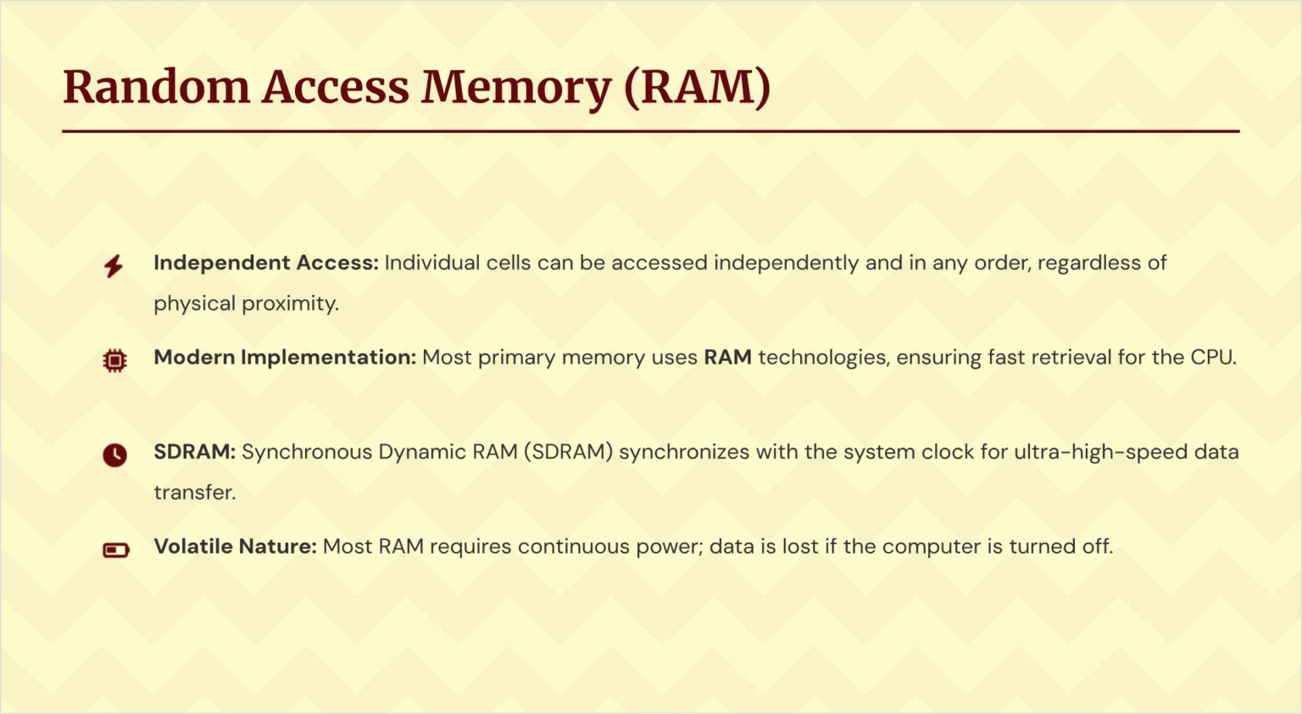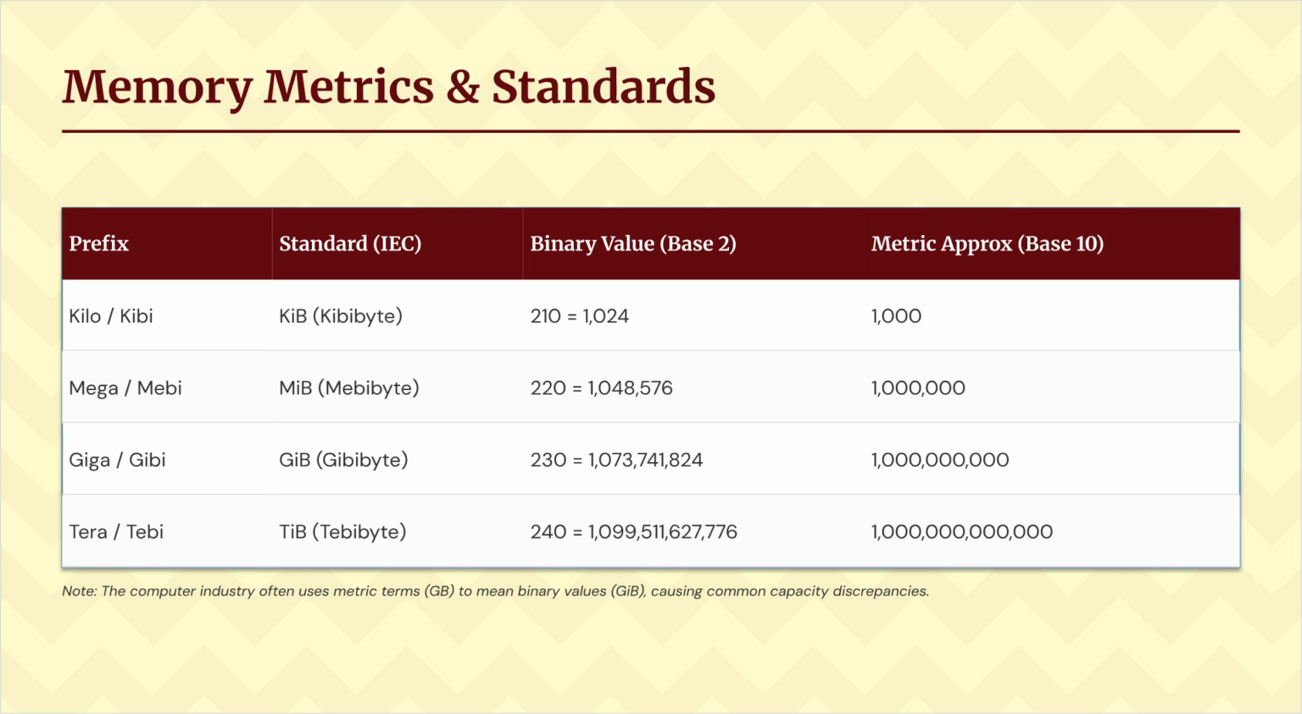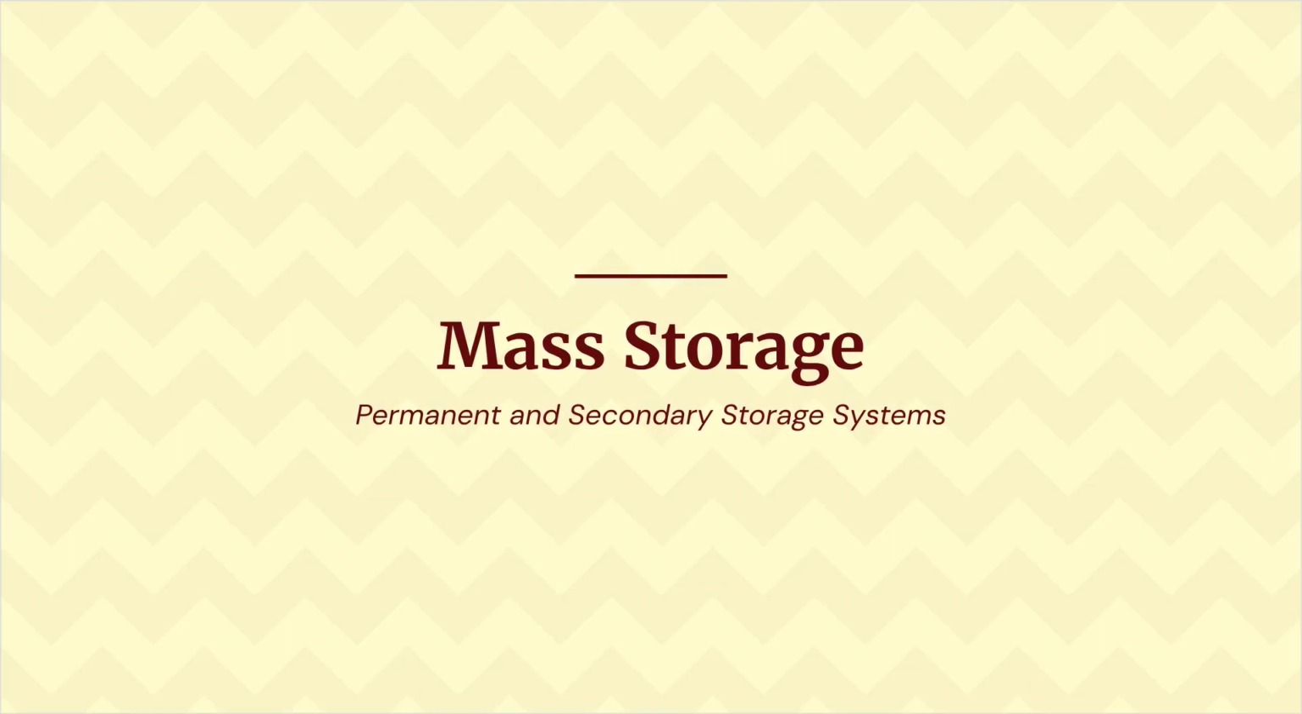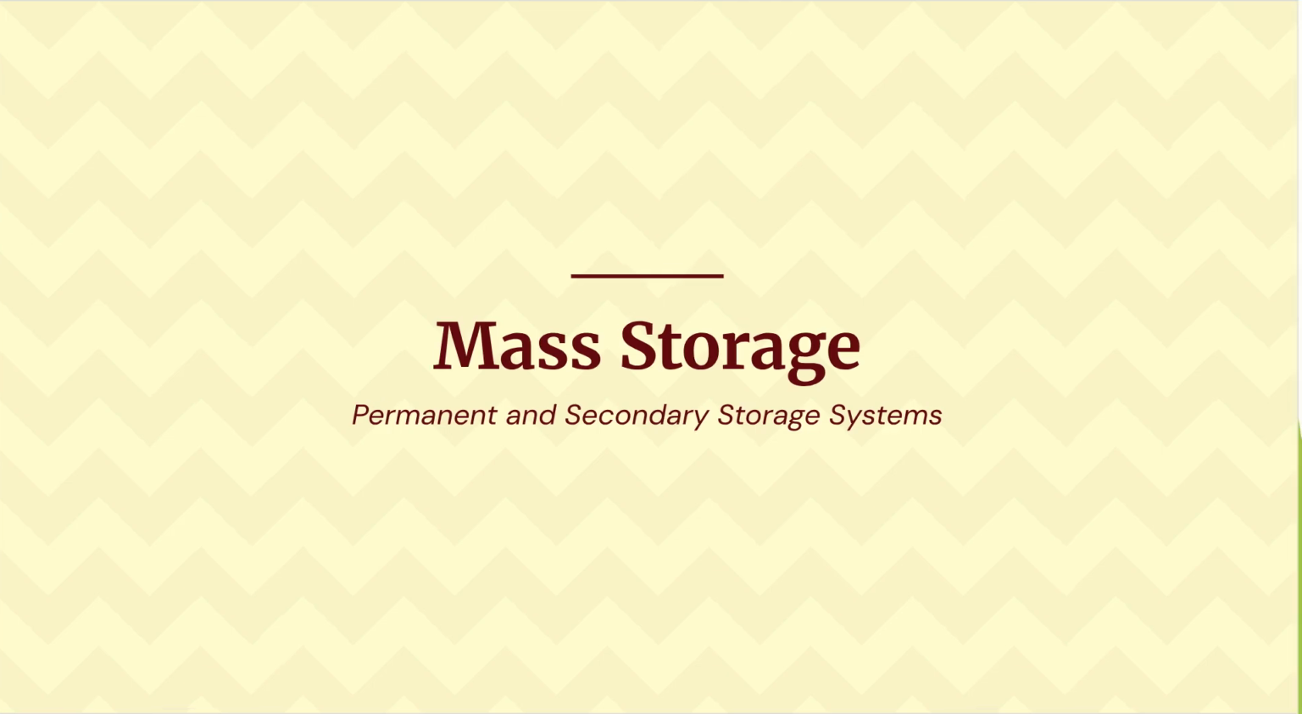Random access memory, or RAM, allows independent access to cells. Modern systems use SDRAM for high-speed synchronization, though it remains volatile, meaning it requires power to retain data. Finally, we compare memory standards. The industry often uses metric prefixes like giga or tera for binary values, which can lead to common discrepancies in reported storage capacity. Moving on to mass storage, we will look at permanent, non-volatile storage systems that act as secondary storage for your computer's data.